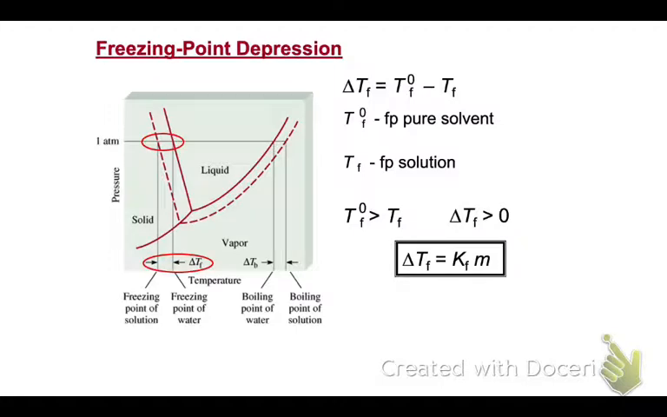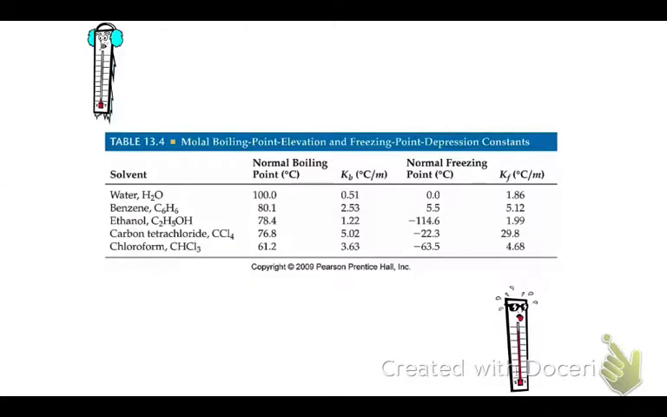Delta TF equals Kf times molality again. So it's very similar to the boiling point equation. M is molality, Kf is the constant that belongs to the solvent, and here is a table that shows you different Kb values and different Kf values.